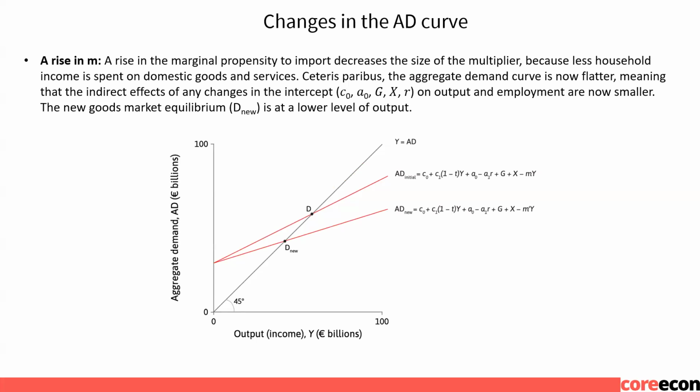Similarly, we can look at the impact of an increase in M. That is, if we were responding to changes in income in a sharper way, to import more goods and services, then what will happen is a reduction in the slope, and now we have a lower aggregate demand level. So a rise in the marginal propensity to import decreases the size of the multiplier because less household income is spent on domestic goods and services.